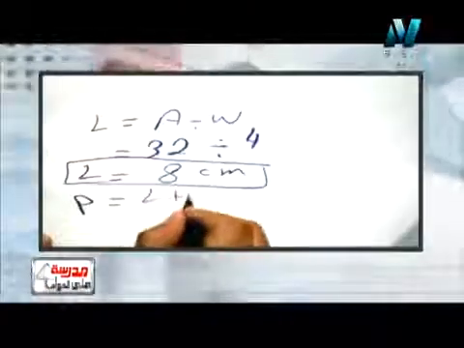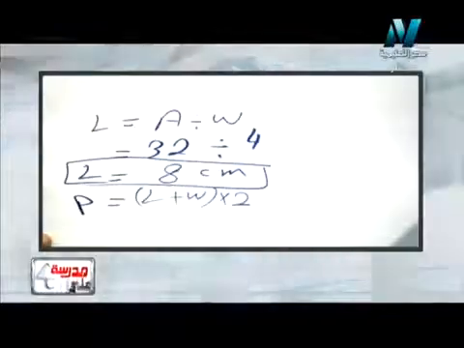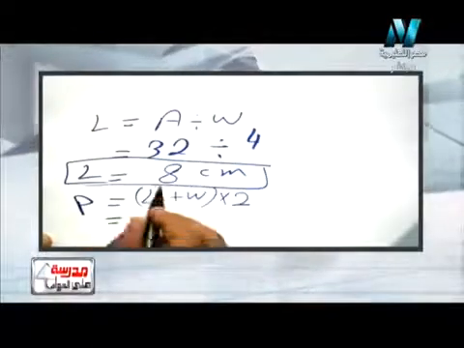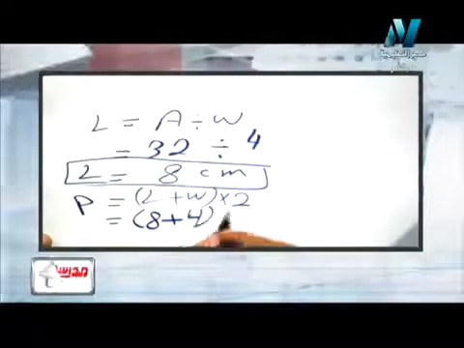In the first step we found the length is 8 centimeters and the width is 4 centimeters. It's so easy now to get what? To get the perimeter. Length plus width times 2. We have a very important rule. We have the length 8 plus the width 4, times 2.